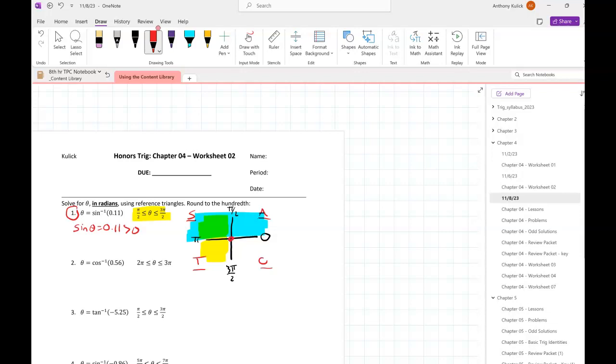So let's draw our angle theta. Our initial side will always go on the positive x-axis, and the terminal side is going to go somewhere in quadrant 2. Does it matter where in quadrant 2 I put the terminal side? No, I always just draw mine in the middle so I have enough room to write around it. So that's my angle theta.